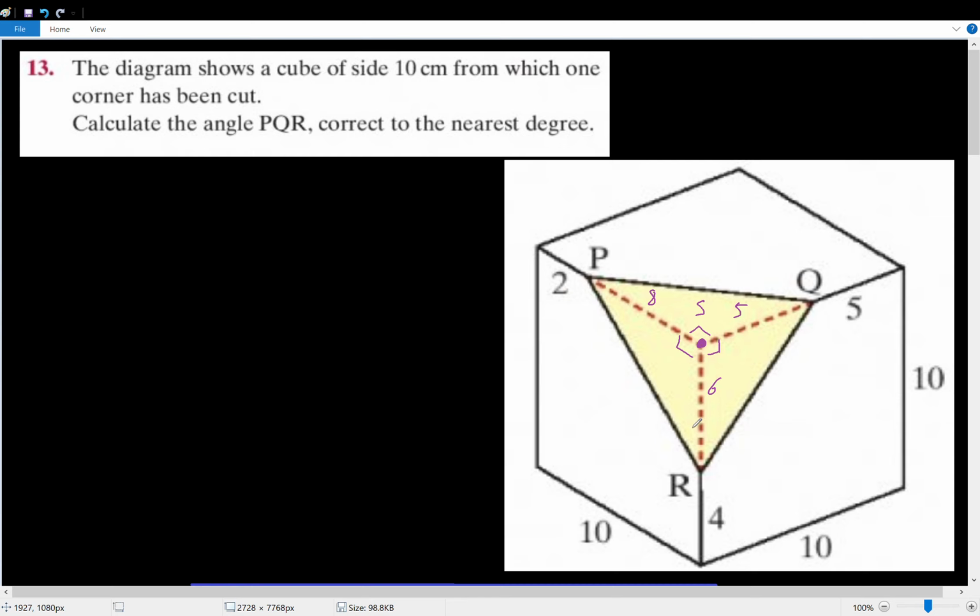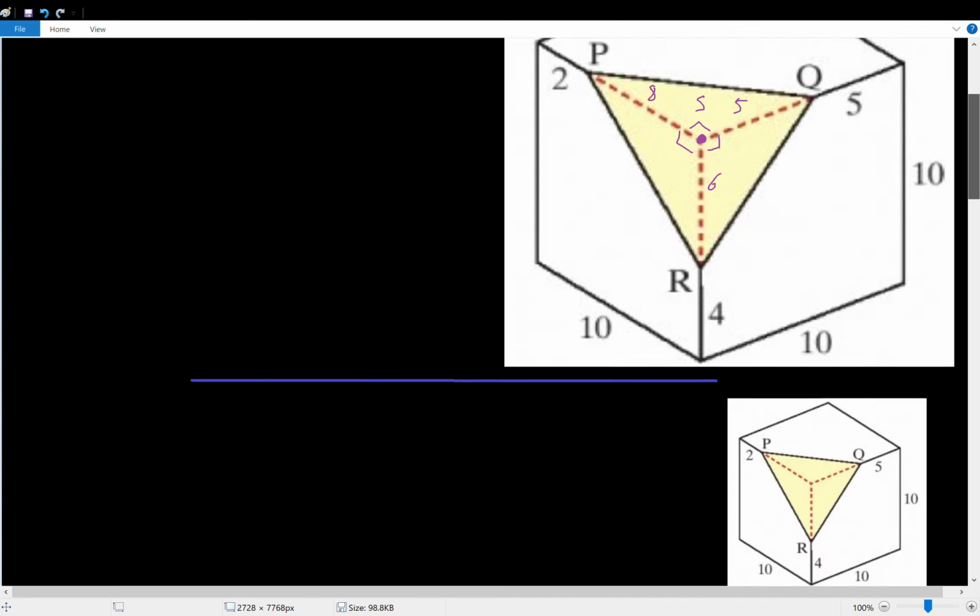So we have three right angle triangles, which if we knew the lengths of their hypotenuse, we would know the lengths of the three sides of the triangle PQR. So we're just going to have to go through the motions to get that. So let's just take a look here.